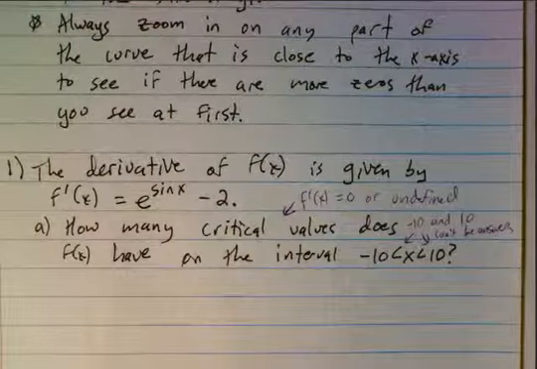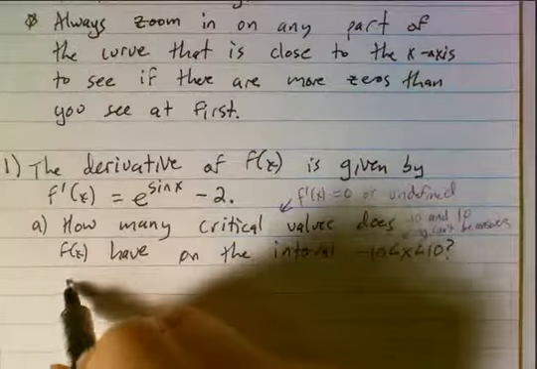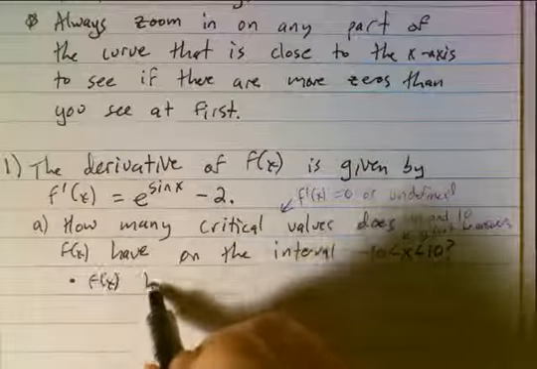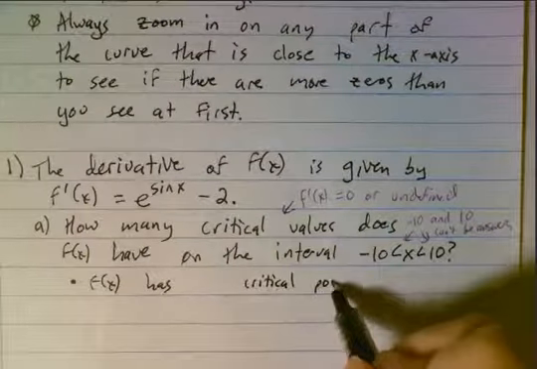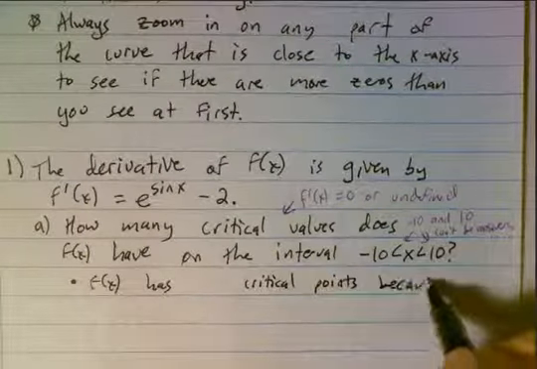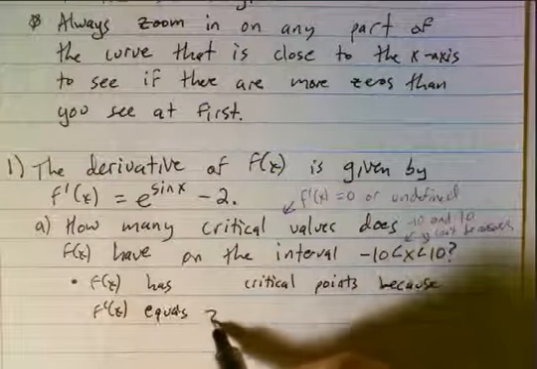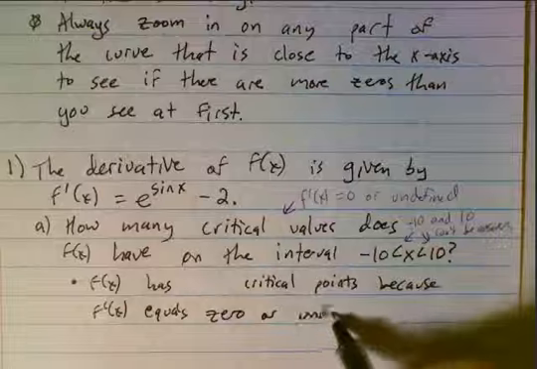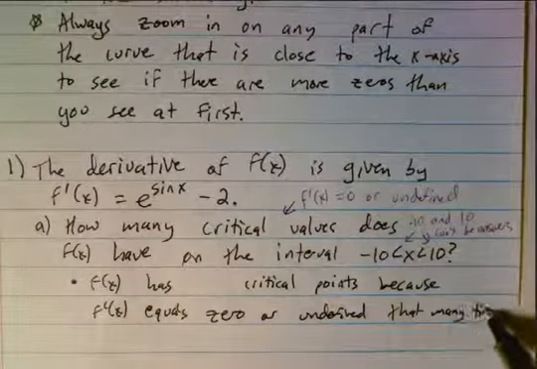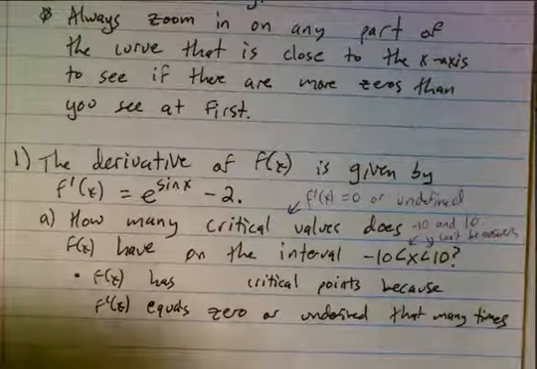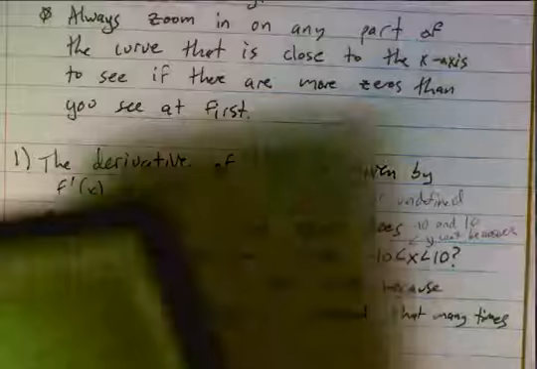So the first thing we're going to do is just set up our justification. So f of x has however many critical points because f prime of x equals 0 or undefined that many times. That's what we're looking for. Now let's go to our calculator.